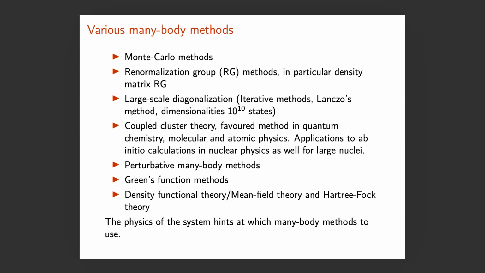So methods like large-scale diagonalization, Monte Carlo methods, mean field methods like Hartree-Fock theory, they all follow the variational principle. So the approach which we are going to look at and implement is called variational Monte Carlo. So it's going to give you the lowest energy with that trial wave function. And that trial wave function follows the variational principle.